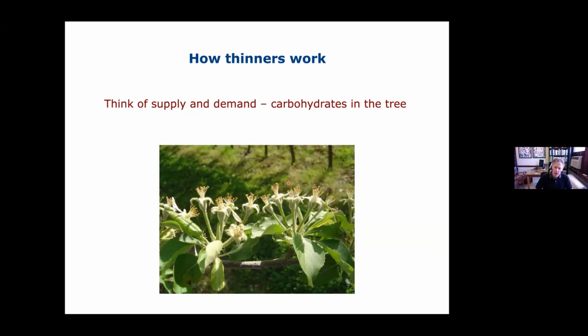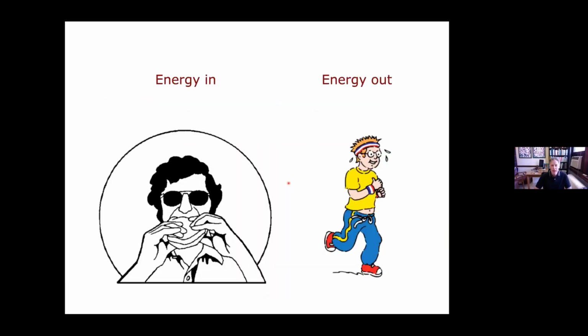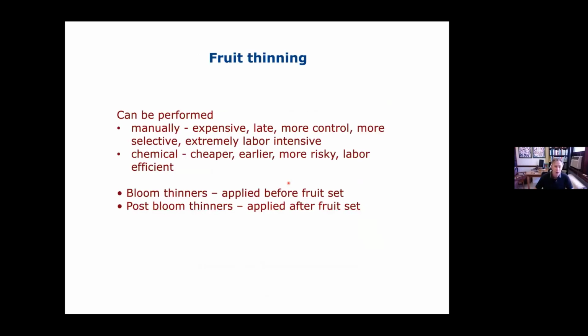But the unfortunate thing is the fruit drop is not enough to get the crop load down to the level that we want so we can produce good quality fruit. So it comes down to energy in and energy out, okay? And so fruit thinning, this is where we adjust the crop load so we end up with still a nice crop, but of good quality fruit.